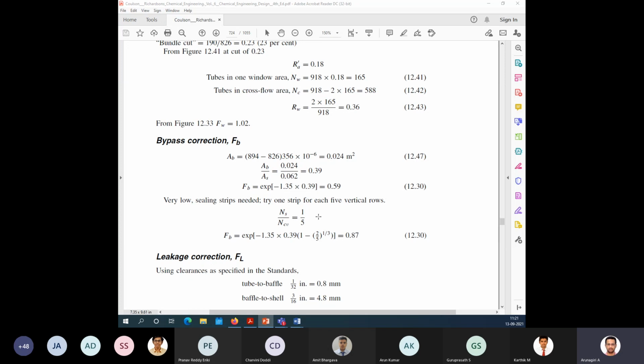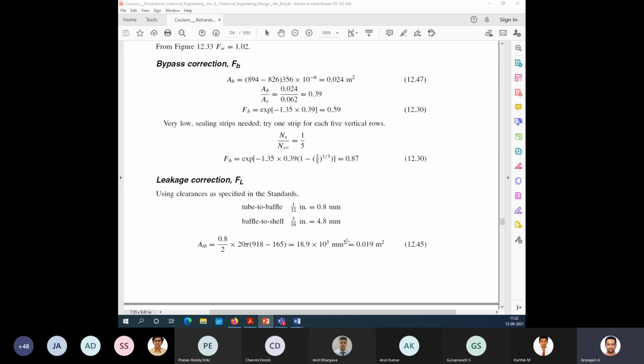Okay, so here you can use the sealing strips. If you calculate without sealing strips, what happens? This Fb is very low. So you have to improve the correction factor by introducing the sealing strips. So use Ns by NCV 1 by 5. So drastically it is improved. Okay, that is 0.87. Then the leakage correction factor, you have to calculate ATB, then ASB.